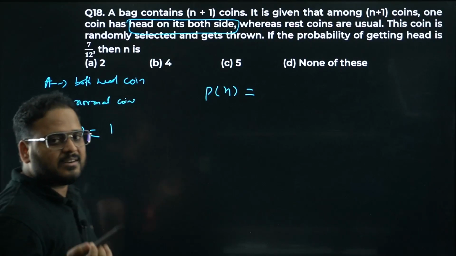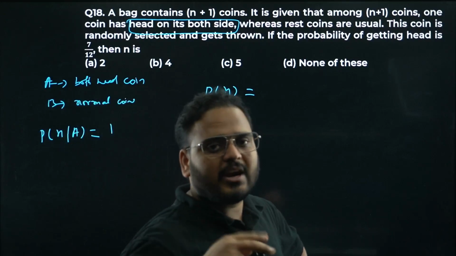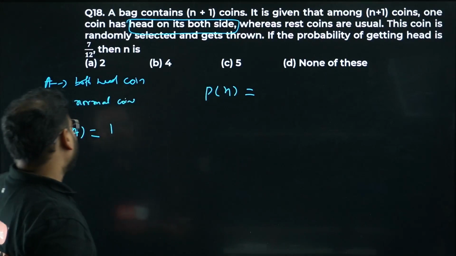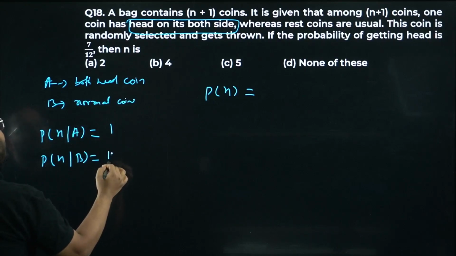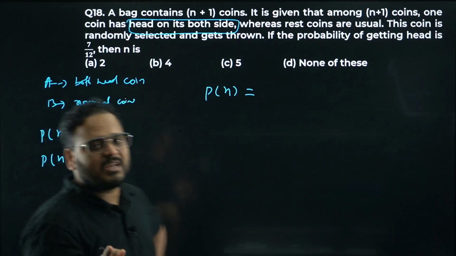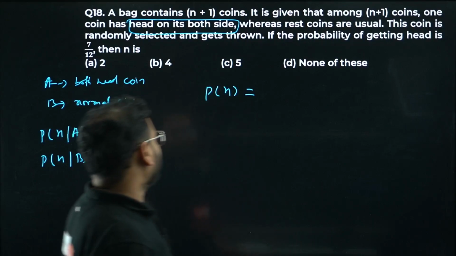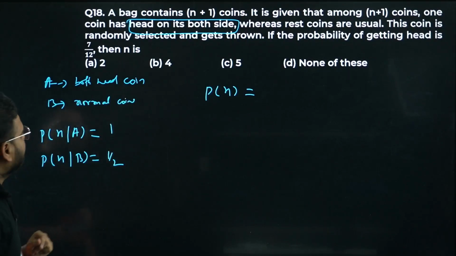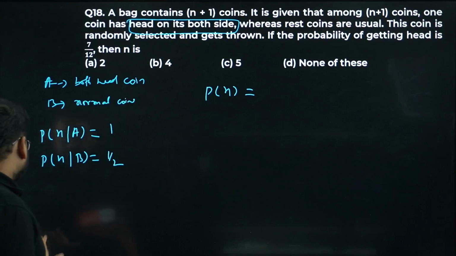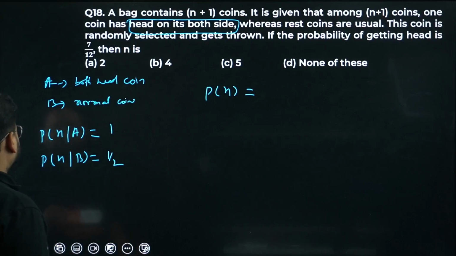So if I try to get head from the both-side head coin, the answer is 100% because both sides are head. If you toss it, you get head 100%. And if you get head from the normal coin, it will be 1 by 2, because head and tail are both there. Chances half and half. I hope this is clear, okay? If not, I'll write it again.